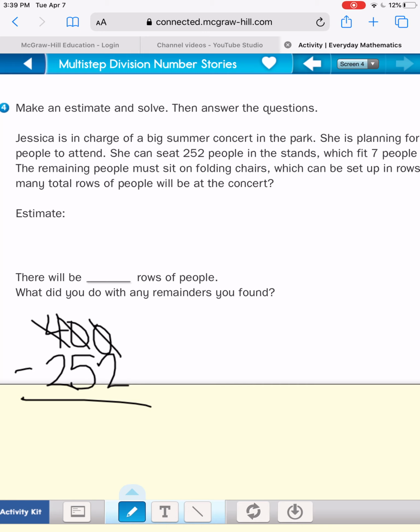All right, so I'm going to regroup. Okay, so 9 and 10. 10 minus 2 is 8. 9 minus 5 is 4. 3 minus 2 is 1. So that means, what, Emily?